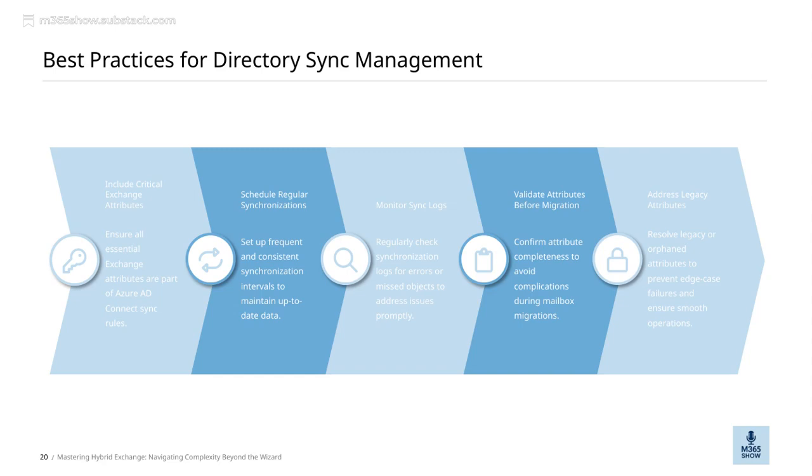By keeping an eye on errors or missed objects, you can catch and resolve issues quickly before they escalate. Think of it as keeping a close pulse on your sync health. Scheduling frequent and consistent synchronization intervals is equally important. This ensures your data remains up-to-date across all systems, reducing discrepancies and maintaining reliability.